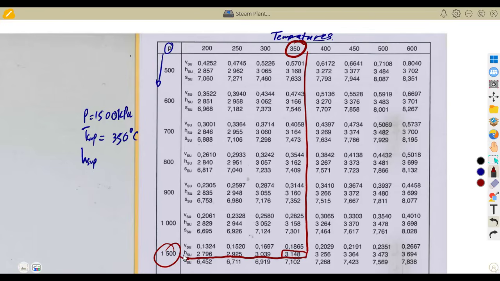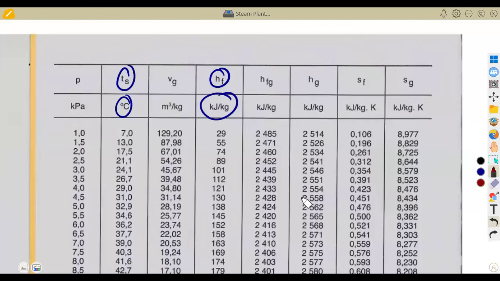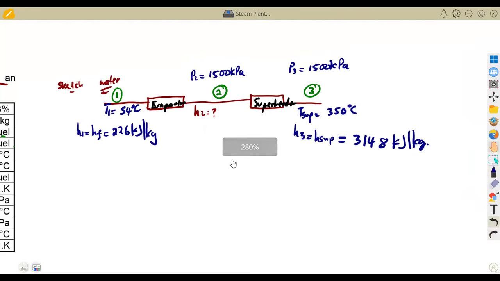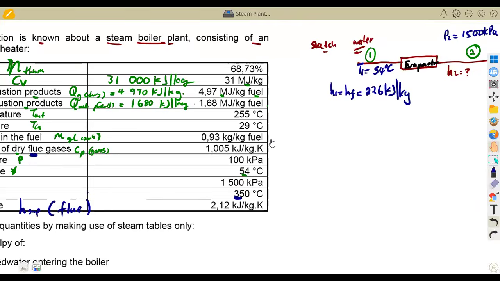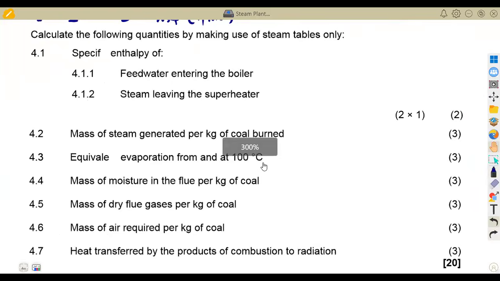So this is our h_sup at that condition, which we can have directly from our superheated steam table. We got it at 3,148 kilojoules per kilogram. So that is what we can fill in for our information so far. Like I said here, we are not told whether it's wet or dry. Whenever we need that, we are going to do a comparison. Let's see if we are going to need that part or not.